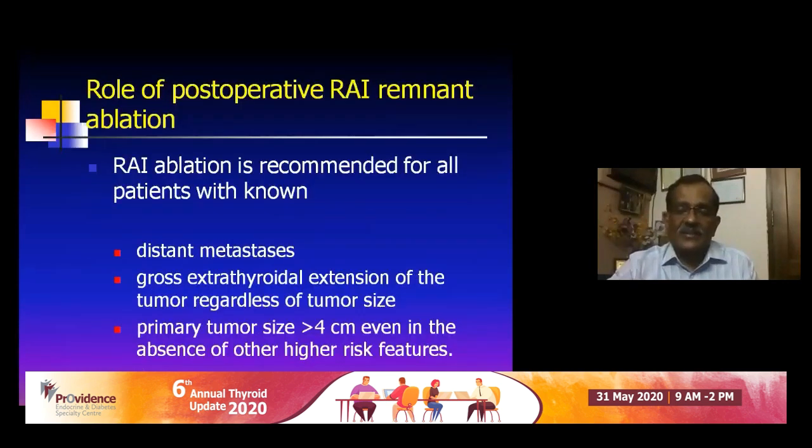Gross extrathyroidal extension of the tumor, regardless of the tumor size. And primary tumor size of more than 4 centimeters, even in the absence of other high risk factors. And radioiodine ablation is recommended for select patients.